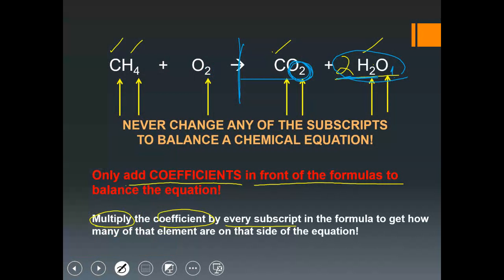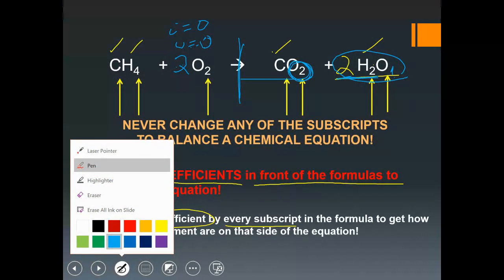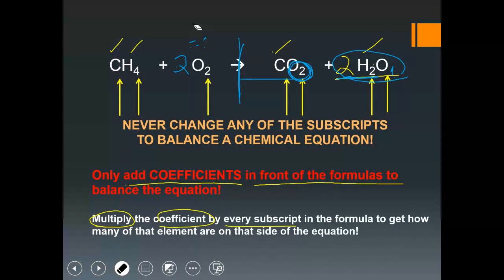But what I can do is get 2 different molecules of oxygen. Remember, a molecule of oxygen looks something like this. It's a double bond between the O's. So if I get 2 of those, that's going to give me a total of 4 oxygen. Oops, I changed to the eraser. That's going to give me a total of 4 oxygen atoms.